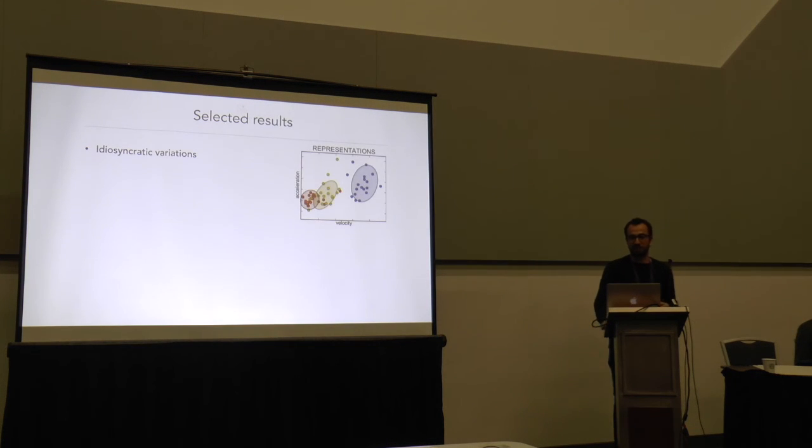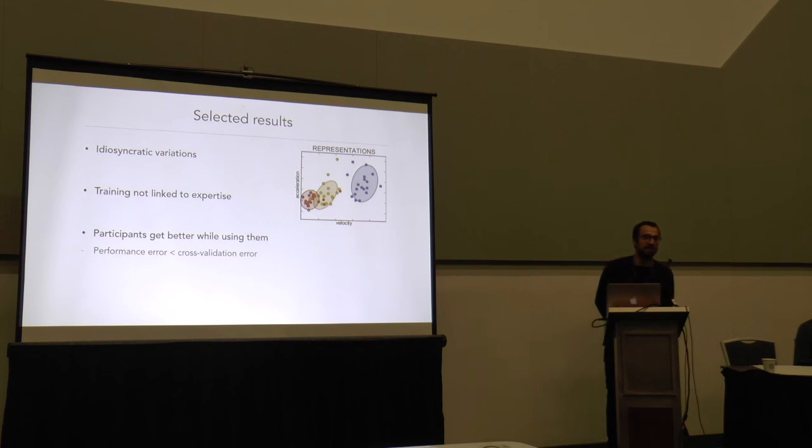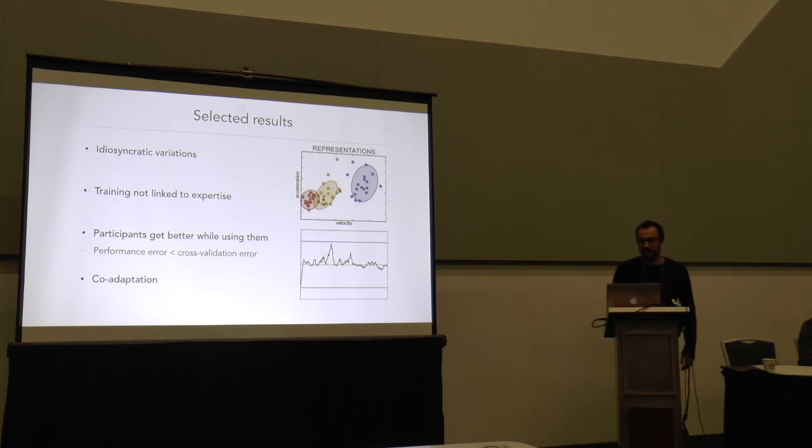And just a selection of results, what we found is that the variation in the training set that they give to the system is idiosyncratic. We couldn't do a transfer of learning based on the data we collected. More importantly, it is not linked to expertise, because we were using musicians and non-musicians, and the training quality in terms of separability of classes was exactly the same for both. I mean, there was no difference of quality. And something really important is that participants get better using it, which means that the performance error they got when performing was lower than the cross-validation error. So we are here in a kind of situation of co-adaptation between the system that can be adapted by the user through examples of variation, and an adaptation of the user that is learning through the system.